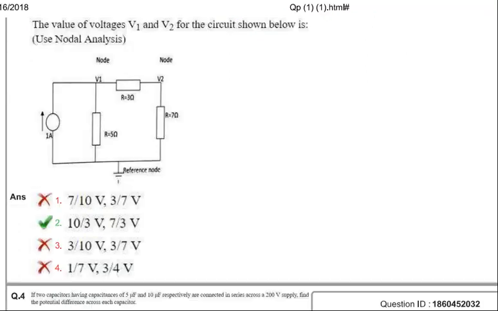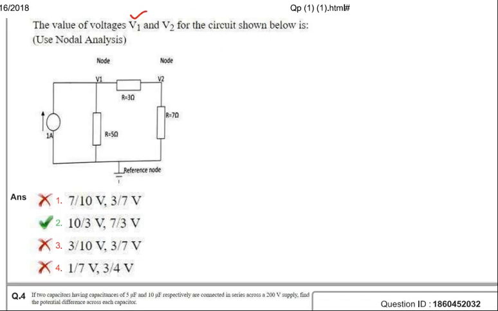Next one: see here, the values of voltages V1 and V2 for the circuit shown. This circuit is asking for the V1 and V2 values. See here how to calculate. 1 amp current is flowing here across the 2 ohms. V1 voltage we have to calculate. V1 is nothing but the current flowing through this into the resistance. How to calculate? 1 amp current is flowing here. How much current is flowing through this?